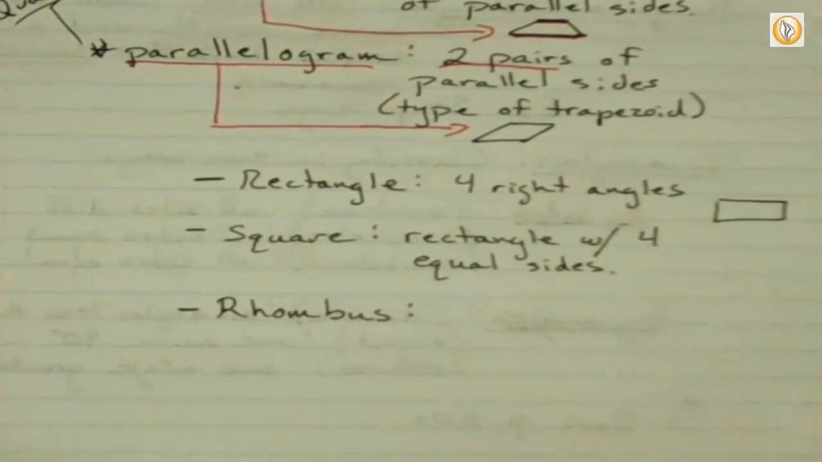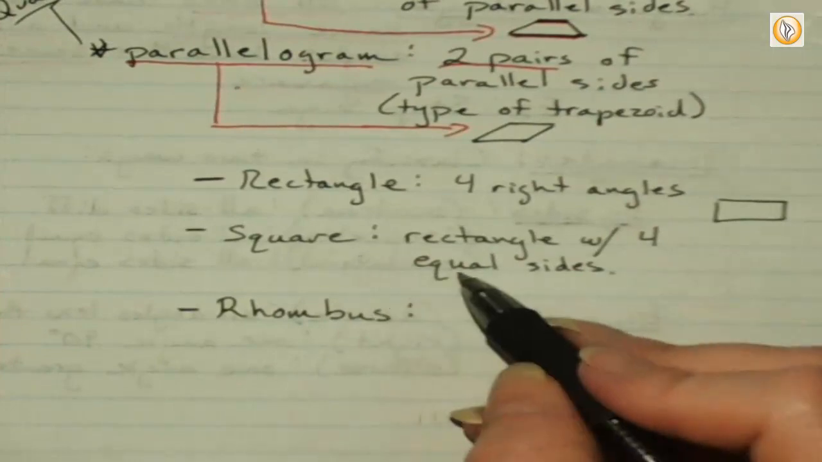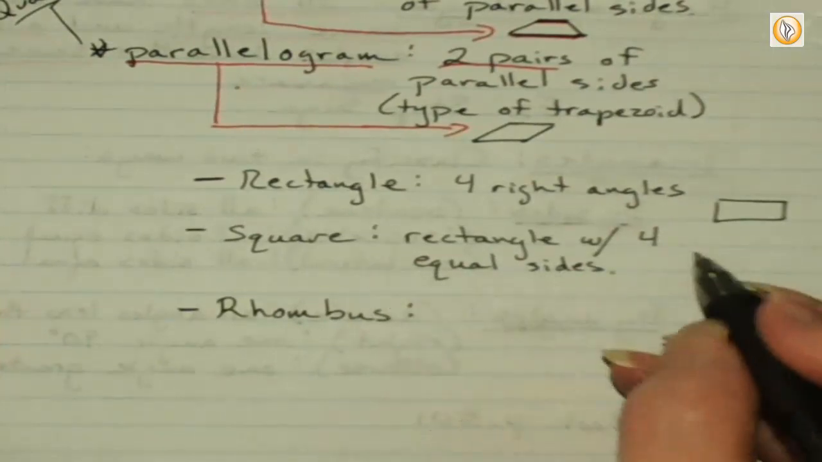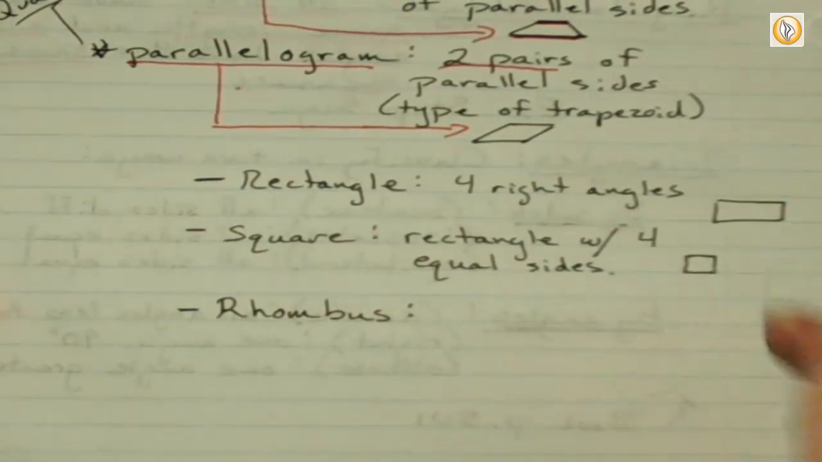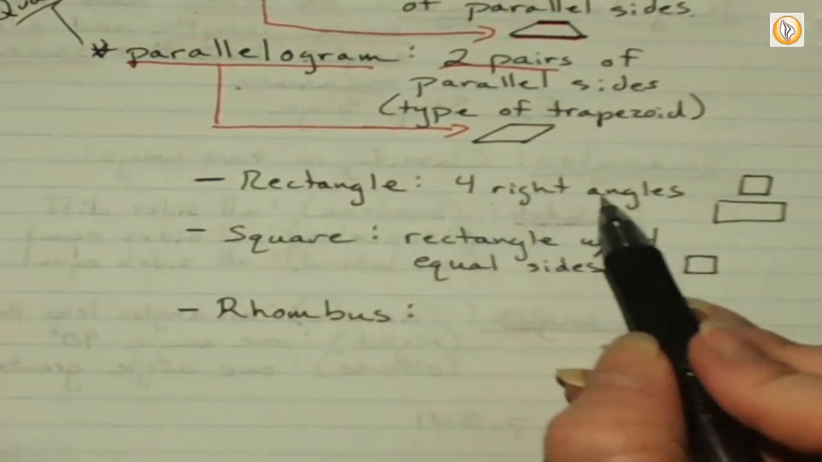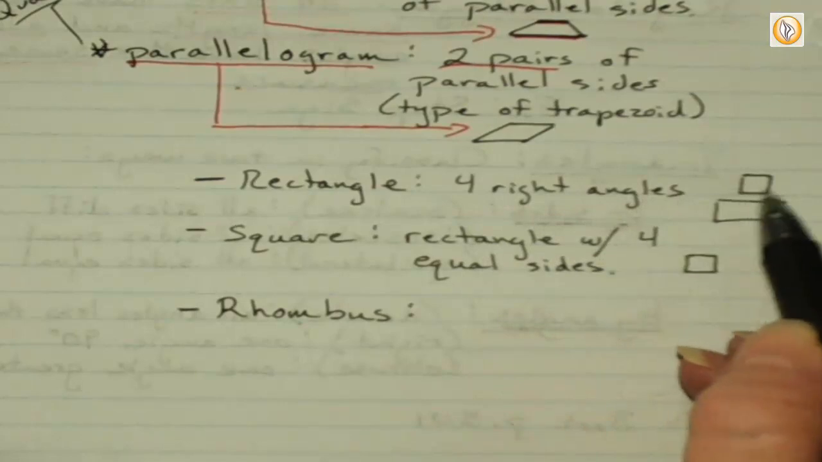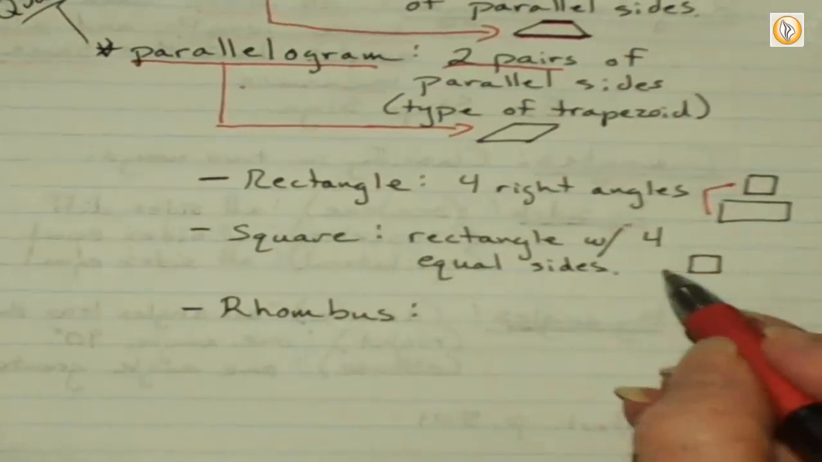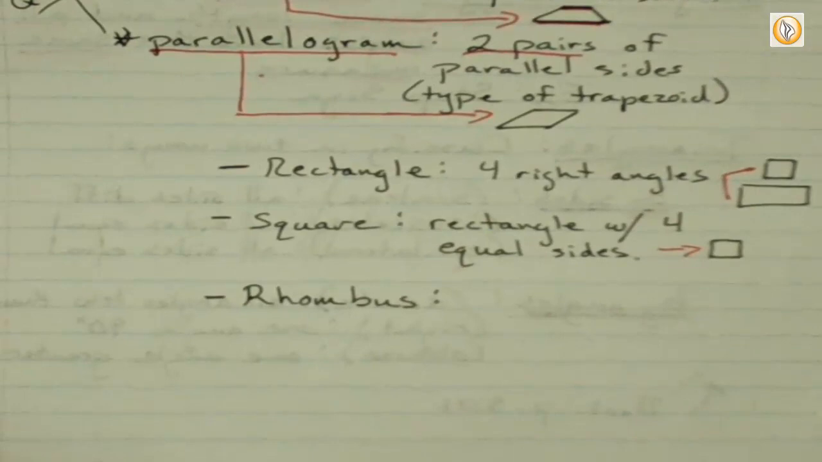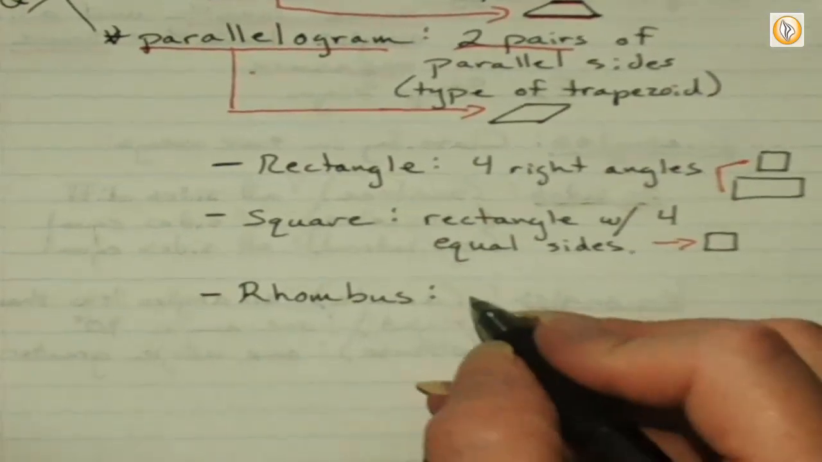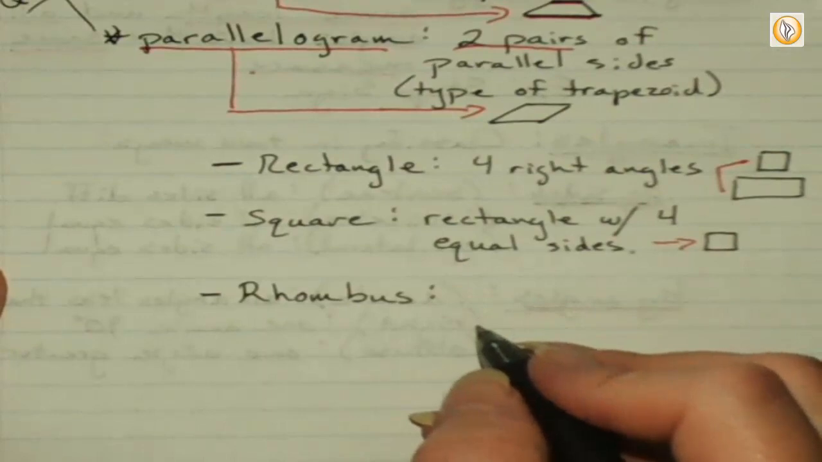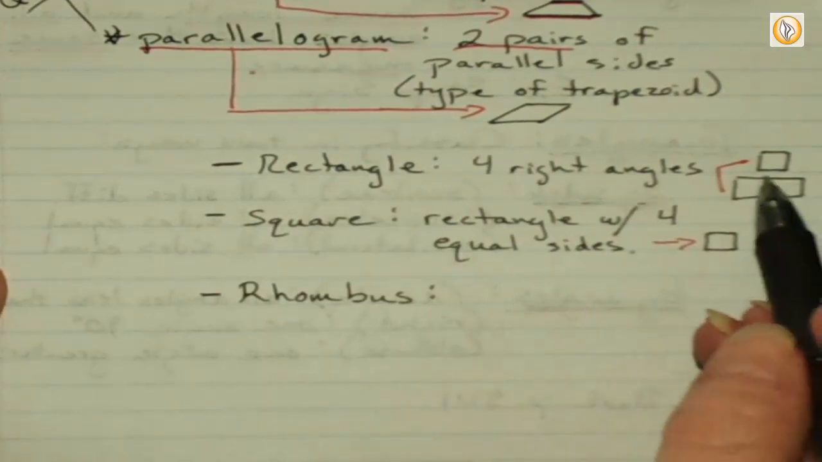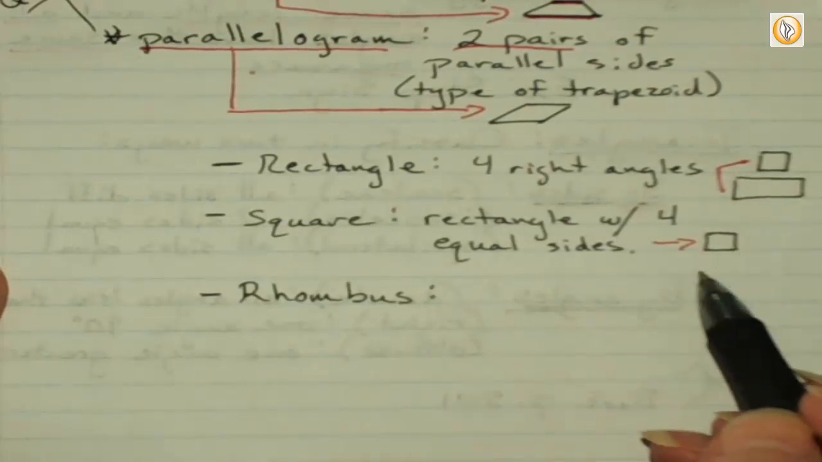is obviously a rectangle. It is obviously not a square because it does not have all equal sides. A square has all equal sides, but this can also be a rectangle because the only definition of a rectangle is 4 right angles. This has 4 right angles, this has 4 right angles. So you can have these 2 as a rectangle, but only this as a square. A square can be a rectangle, but a rectangle cannot be a square. Okay.